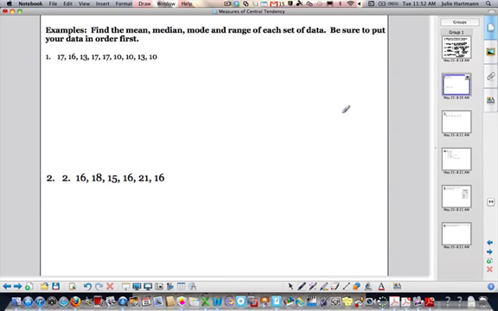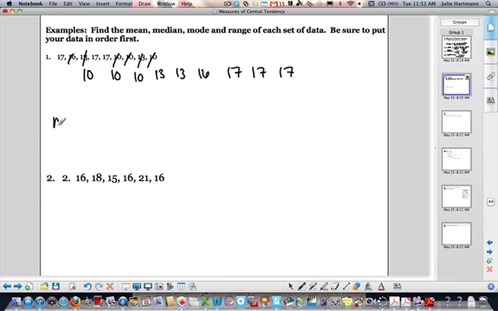Be sure to put your data in order first. So putting in order: 10, 10, 10. So that's that, that, and that. 2 13s, a 16, and 3 17s.